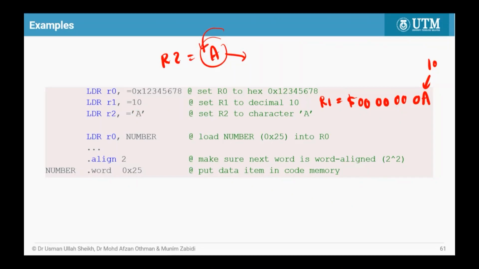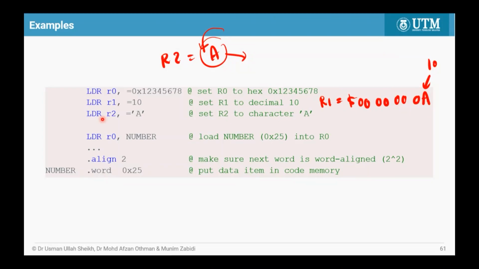Okay, so this one here, if you're using the label. So what happened here? LDR R0, numbers. You're going to load the label numbers, which is this number here. You already defined the number as 25, so 25 will be loaded to R0. So this is an example of how to use the LDR instruction.